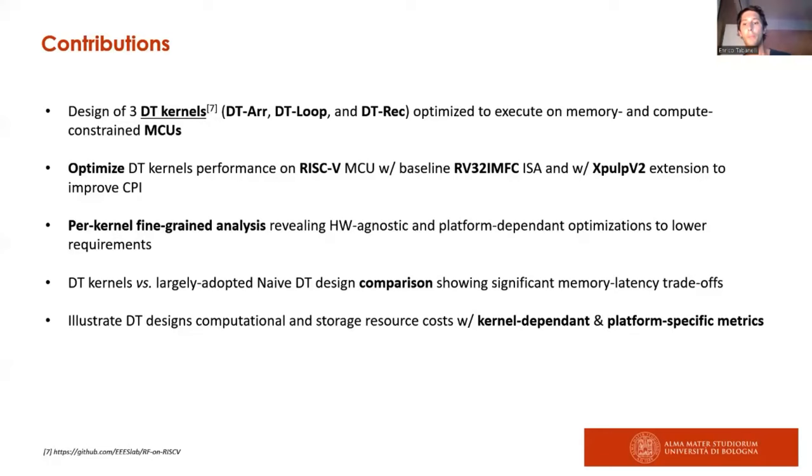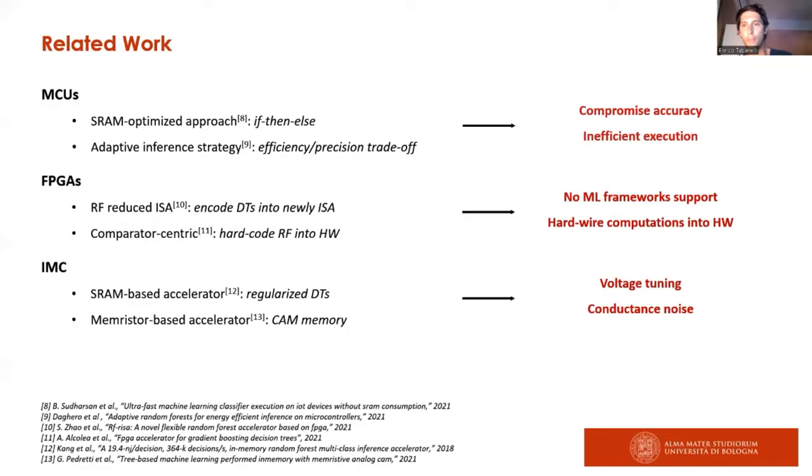Several strategies have been investigated to accelerate tree-based algorithm inference. Hard-coding the DT structure into the C program leads to inefficient execution on MCUs. Instead, the trade-off between efficiency and precision compromises inference accuracy. On the FPGA side, encoding details into instructions deploys an RF representation not supported by ML frameworks. At the same time, comparator-centric accelerators hard-code the RF structure into hardware but require large resources. In-memory computing accelerators require optimal voltage tuning to avoid accuracy drops, and conductance noise can easily lead to losses in computational accuracy.